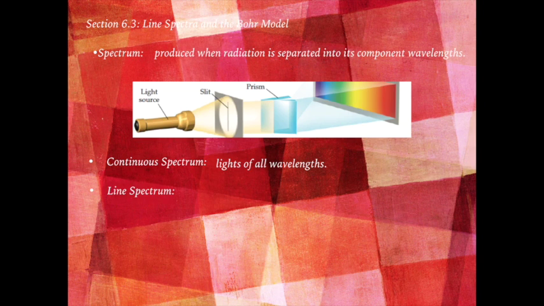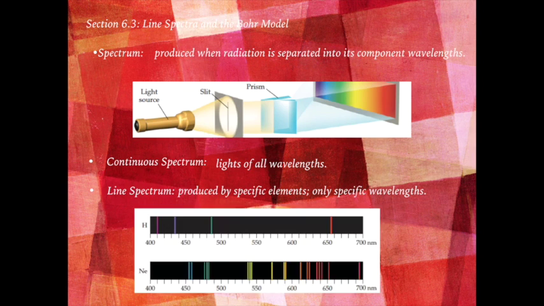However, if you have a sample, an element in its gaseous form, and you provide it with energy to excite those atoms, you're not going to get a continuous spectrum. You're only going to get specific wavelengths, and that's what's called a line spectra. So this is what a line spectra looks like. Notice hydrogen has 4 specific wavelengths.